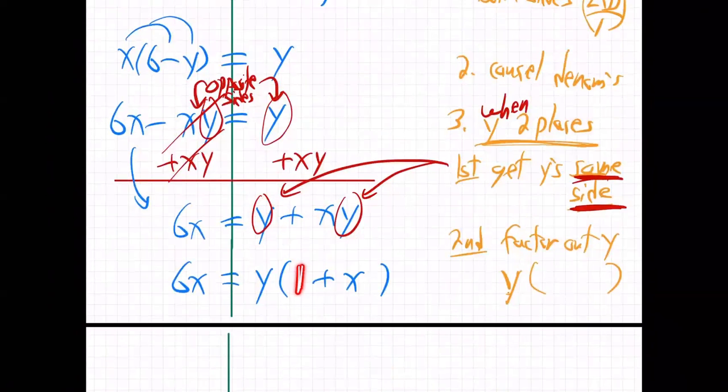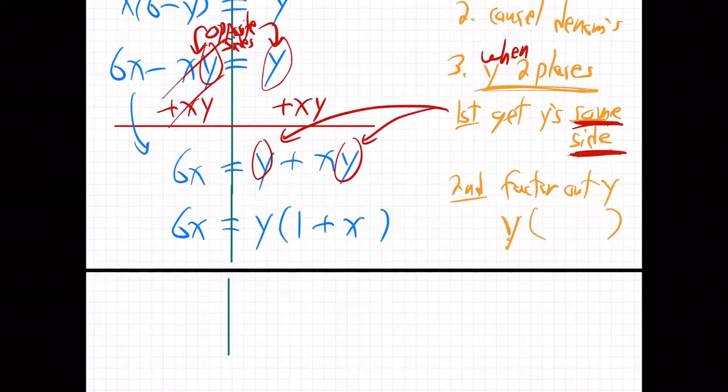That 1 is a little tricky. It's easy to miss. You see how we have to have that? Because if we were to multiply, it needs to go back to the way it was before. So you have to put in a 1 and an x, because y times 1 is y and y times x is xy, right? So we factored out the y.